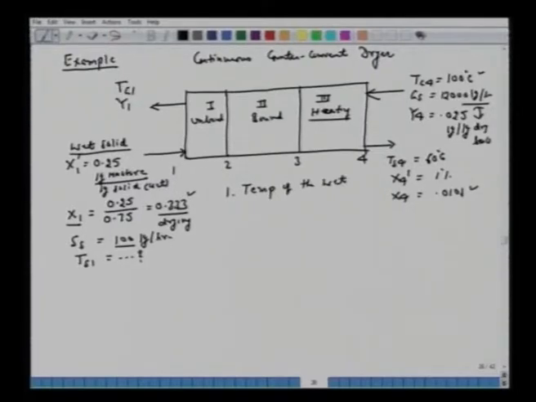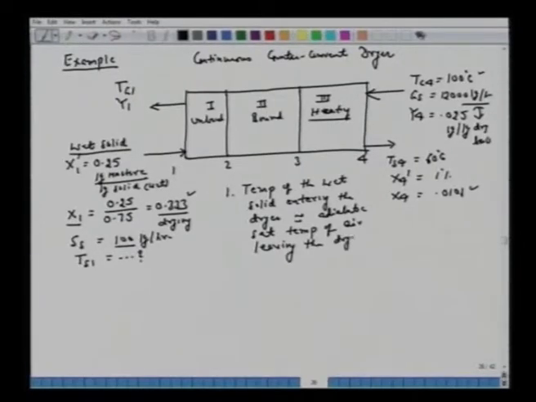Alright, so now the problem also reads like this, which we should note down: the temperature of the wet solid entering the dryer is approximately equal to the adiabatic saturation temperature of the air leaving the dryer. So we should pay attention here that the solid temperature of this wet solid is the same as, not Tg1, the same as the adiabatic saturation temperature of the air leaving this dryer. That's one. We'll come back to this and see what it means.